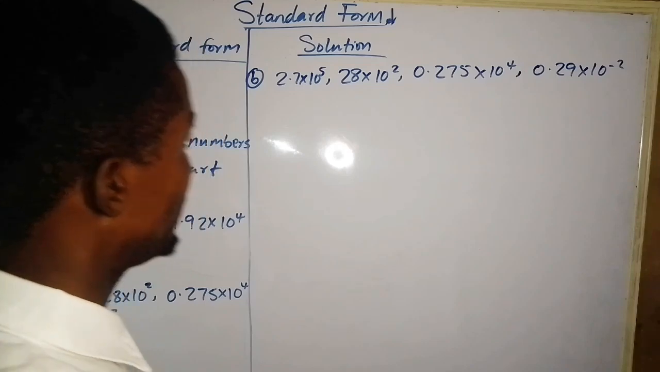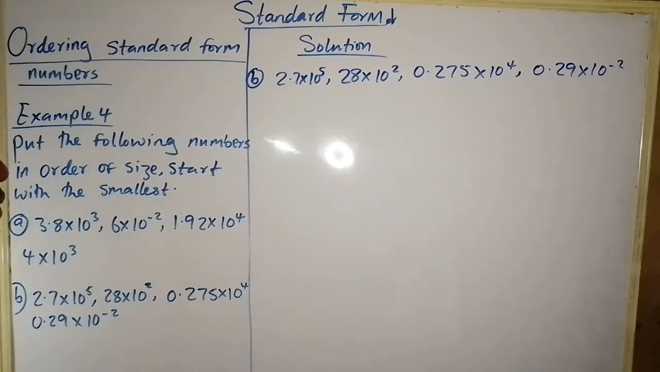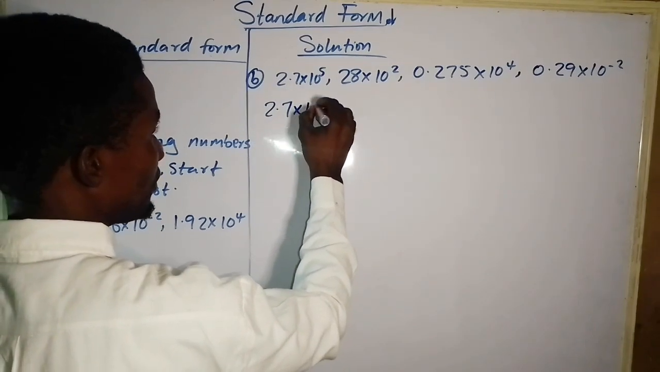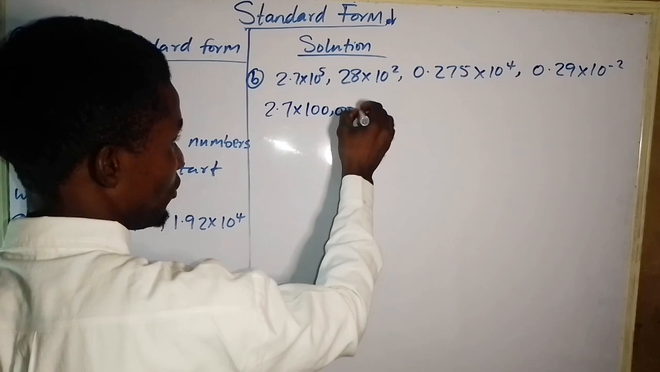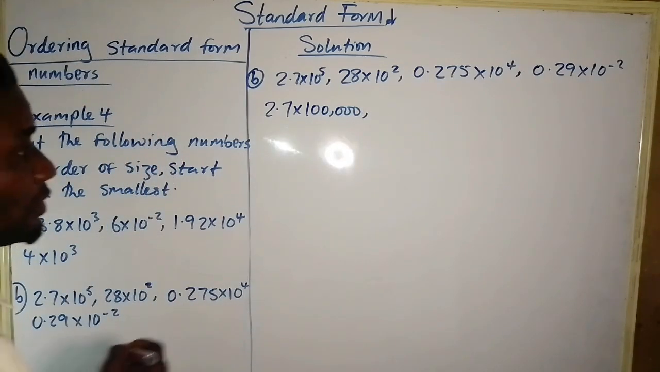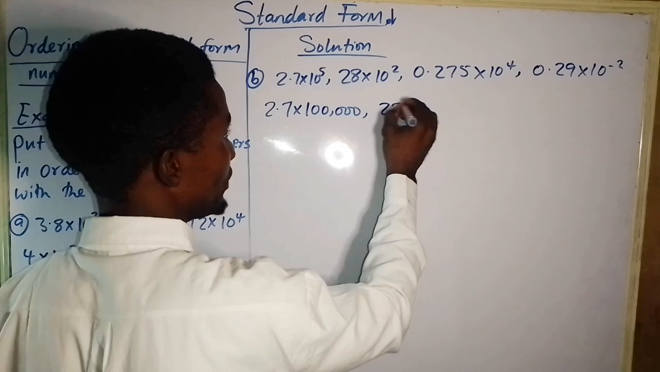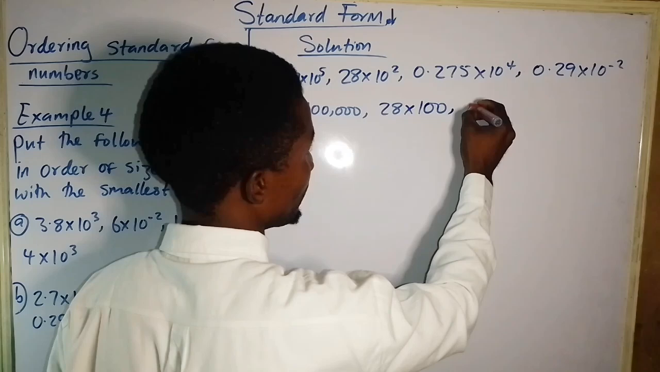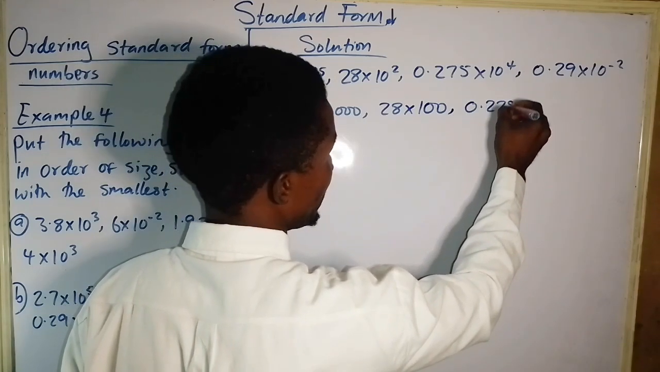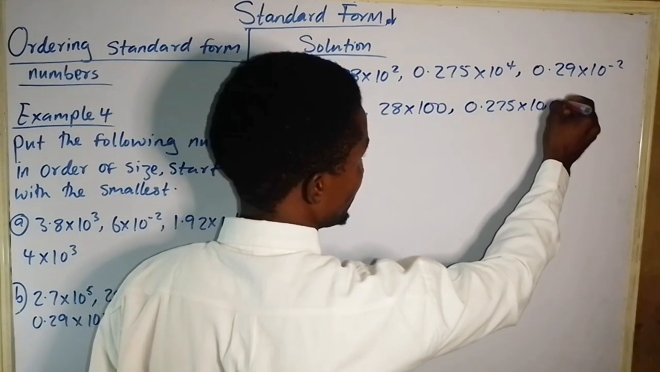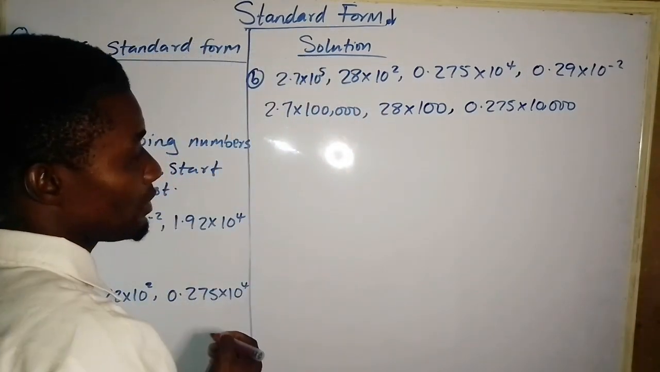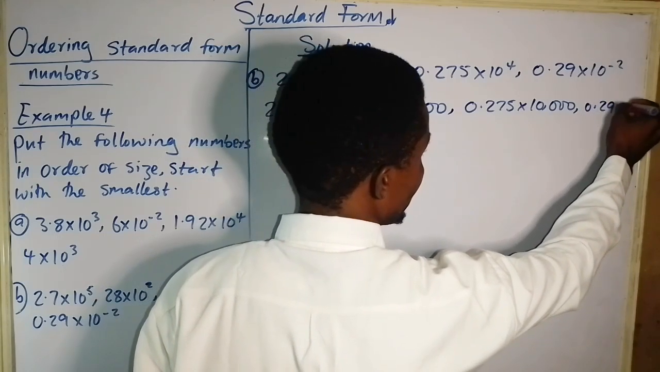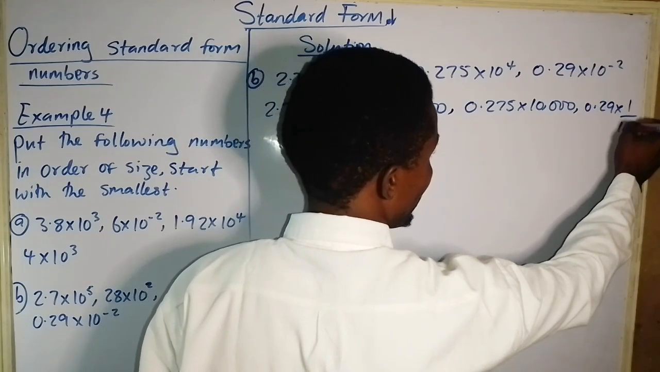Now let's order the next numbers from smallest to largest. So let's start with this. We have 2.7 times 10 raised to power 5. This means 100,000. 10 raised to power 5 is 100,000, comma, 28 times 10 raised to power 2, that is 100, comma, 0.275 times 10,000. That is what that also means, times 10,000, comma, 29 times 1 over 100.